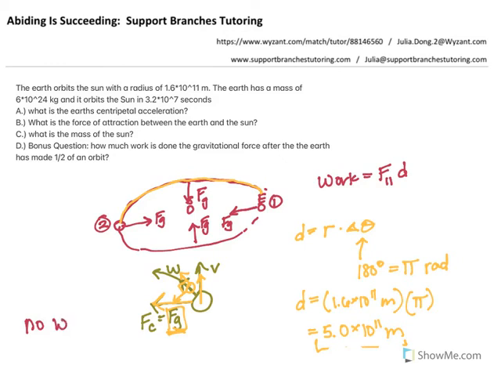So no work is done by the gravitational force as the Earth orbits the sun. And that's one of the reasons this is listed as a bonus question, because it's a little bit of a trick question. But good to go through.